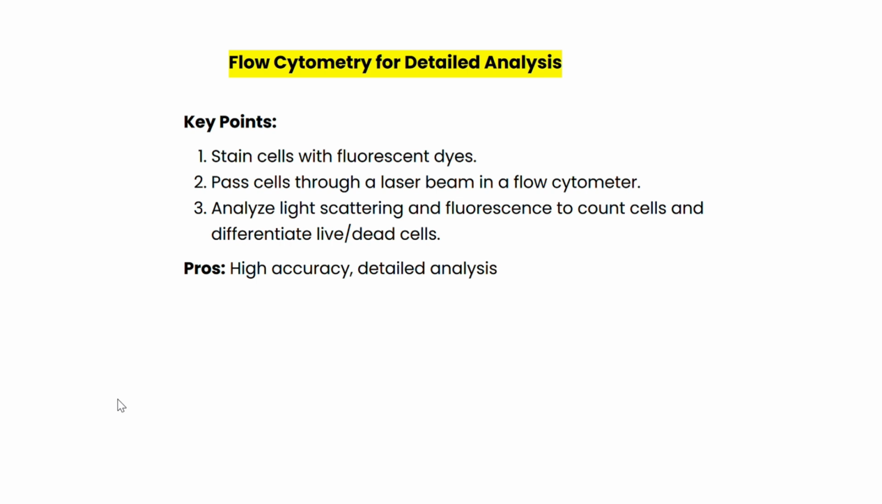Flow cytometry is a high-tech method that provides detailed analysis of cell populations. By staining cells with fluorescent dyes, the flow cytometer can quickly count and sort cells based on size, complexity, and even DNA content. This method is highly accurate but requires advanced equipment and expertise.